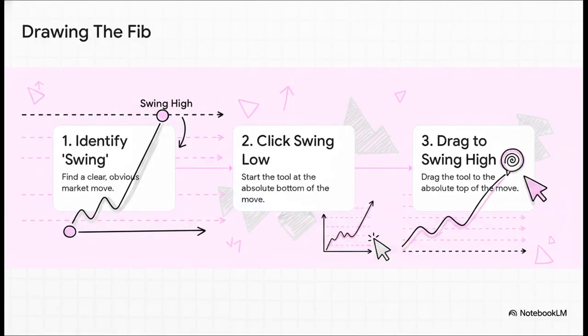It's really simple. To use this tool, first you find a clear, obvious move. We call this a swing. Then you just click your Fibonacci tool at the absolute bottom of that move, we call that the swing low, and you drag it all the way up to the absolute top, the swing high. That's it. The tool does the rest. It automatically divides that move into these key percentage levels.